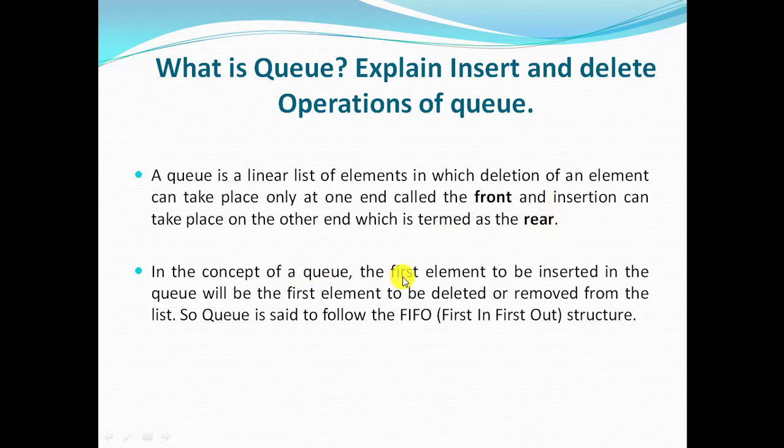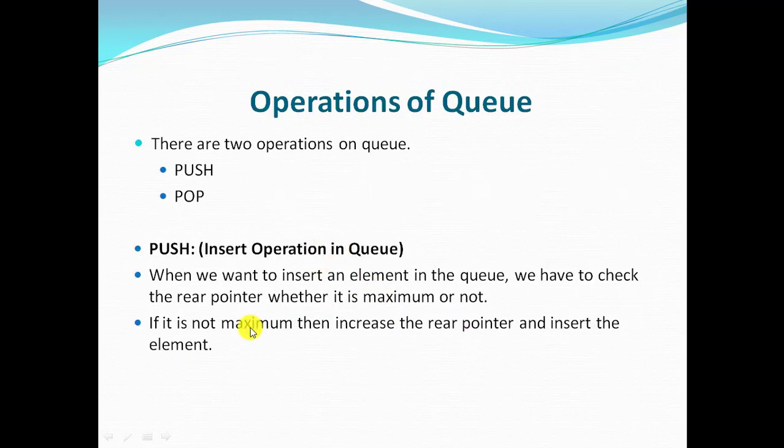In a queue, the J element will be inserted first, and the A element will be deleted first. So the queue is said to be FIFO, that is first in, first out. Then we'll see the operation of queue. There are two operations of queue, that is push, that is insert, and pop, that is delete.